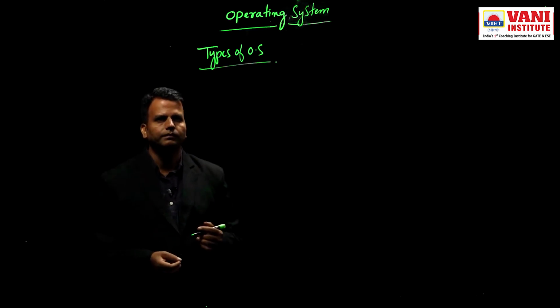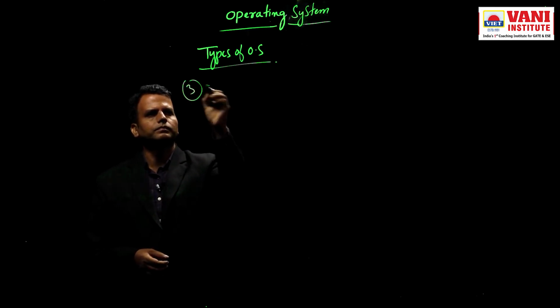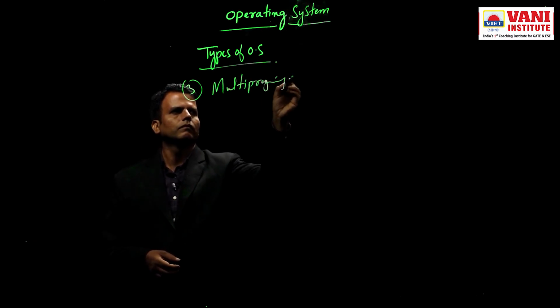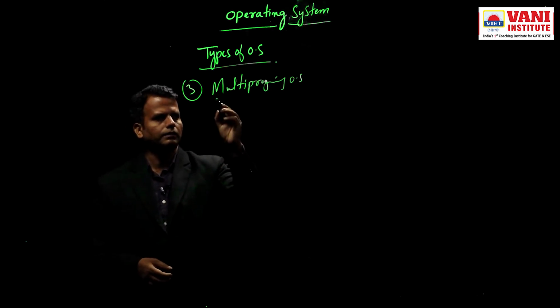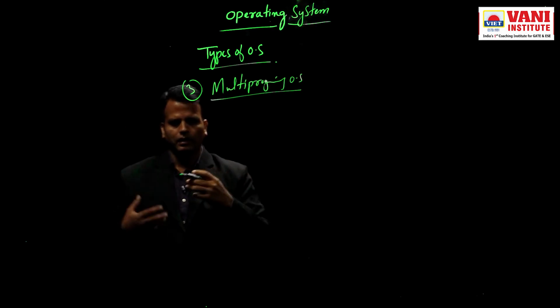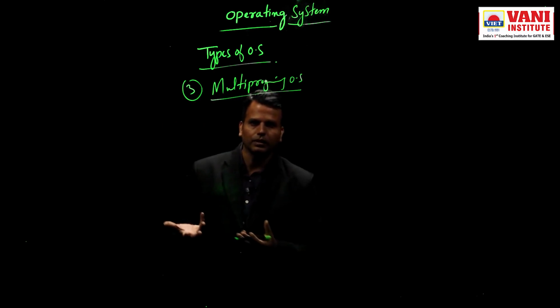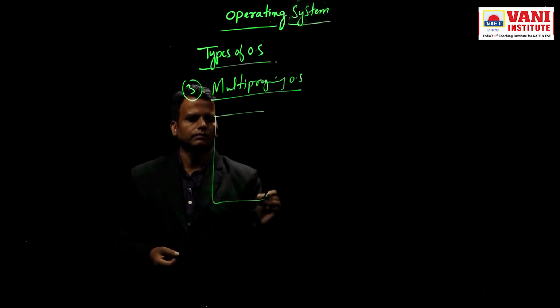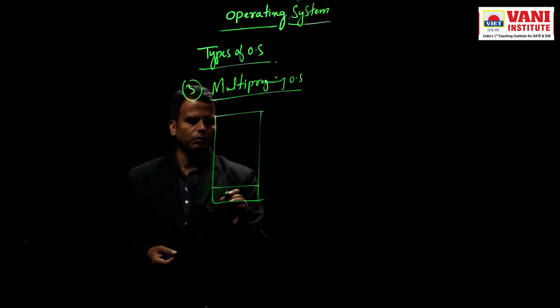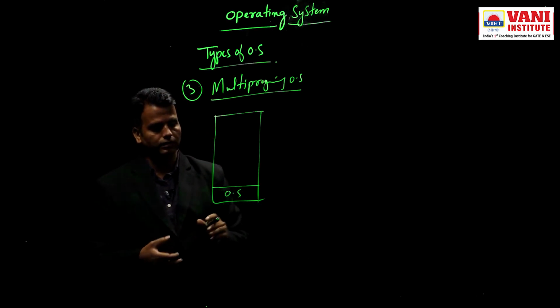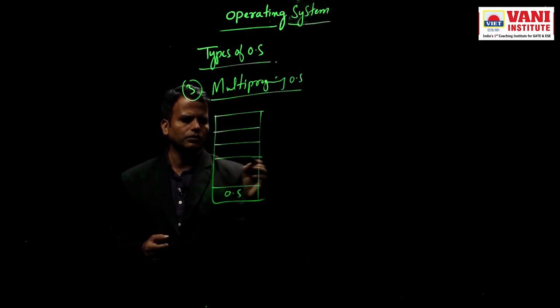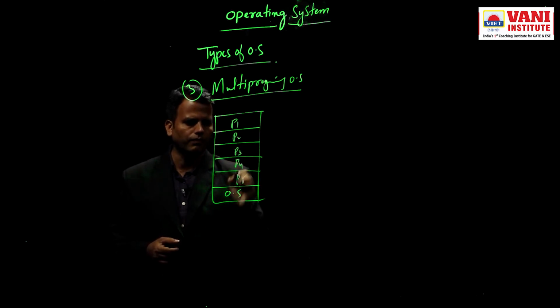Now let's see the third type, multiprogramming OS. Once again, after DOS, the hard disk concept is there everywhere, so no need to discuss it. This is main memory, which is divided into two parts: one is the operating system area, the other is the user area. Here some programs are in the user area: program 1, program 2, program 3, program 4, program 5. This is main memory.